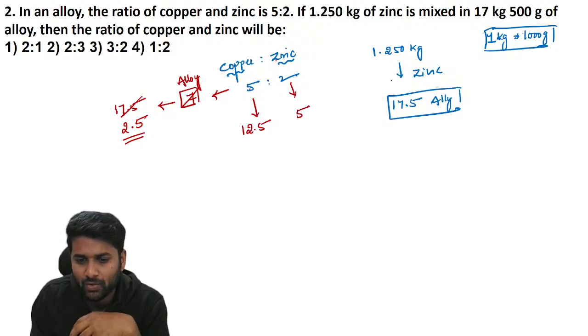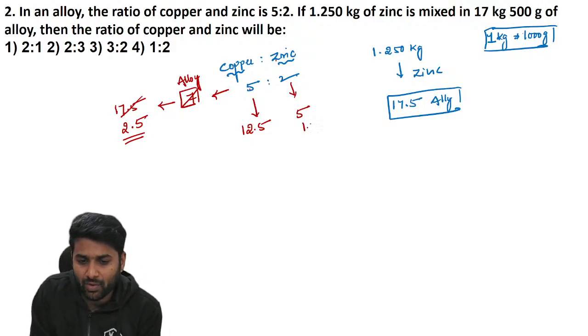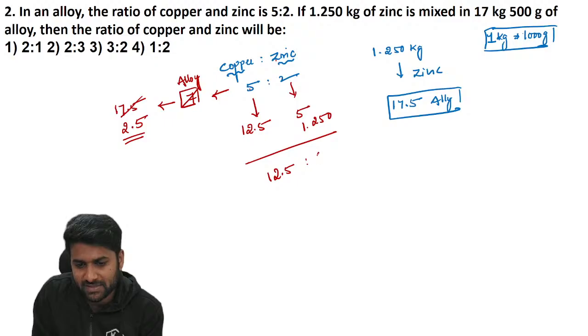Now we are adding only 1.250 kg of zinc. Add 1.250. Then what is the final alloy mixture? It is 12.5 and 6.250. As you know, if you double 6.250, then it becomes 12.5. So what is the respective ratio here? 2 is to 1.